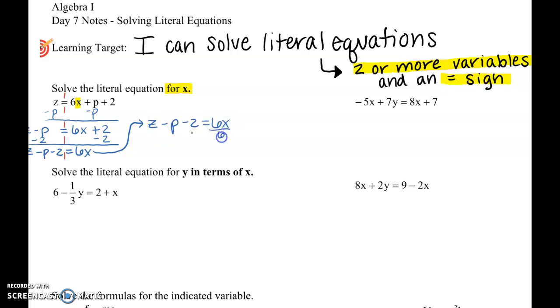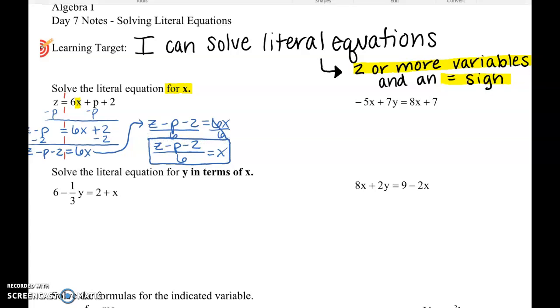We have to divide everything by 6 to get x by itself. So you can write your final answer as z minus p minus 2 all over 6 equals x. You know you are done when x is alone on that side of the equal sign.